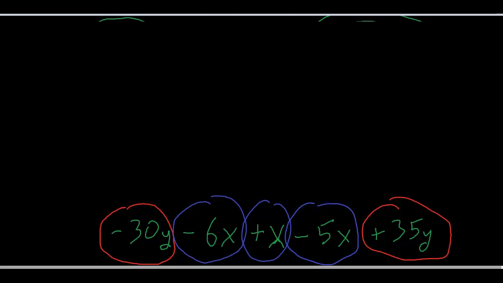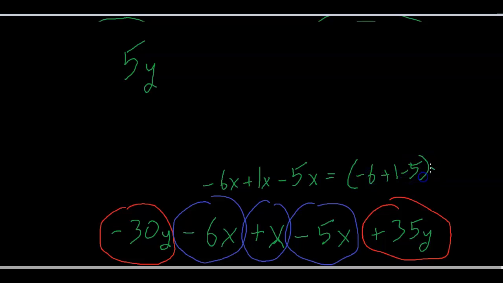What about our y terms? So we'll start with a -30y and add positive 35y. -30 plus 35, hopefully we know, will simplify to 5. So our y term will be positive 5y. And then what will our x term be? We're going to start at -6x, add 1x, and then subtract 5x, right? So this will be like doing -6 plus 1 minus 5. And that'll be the coefficient on our x term, right?